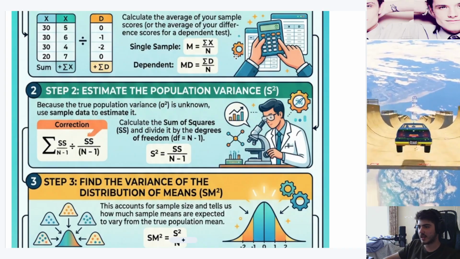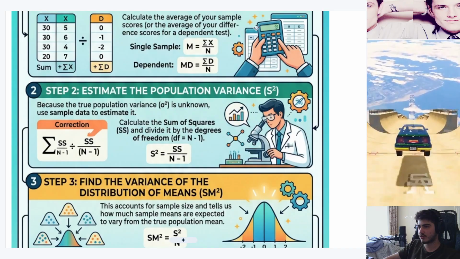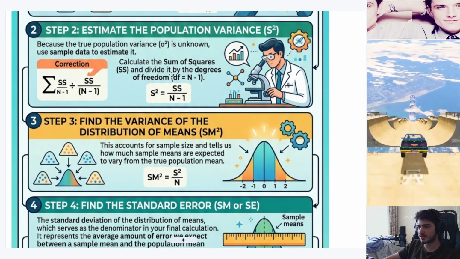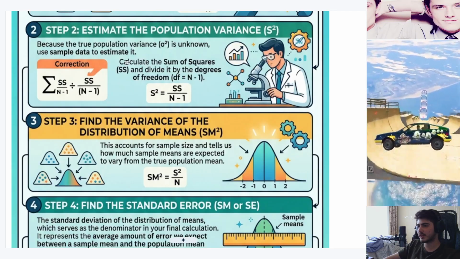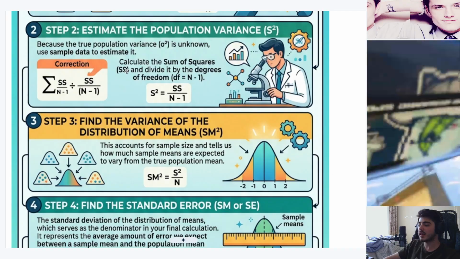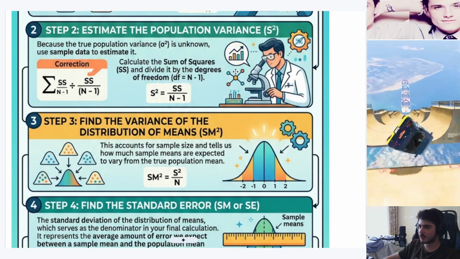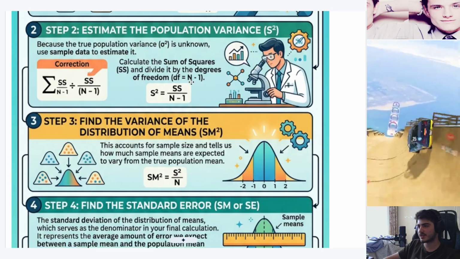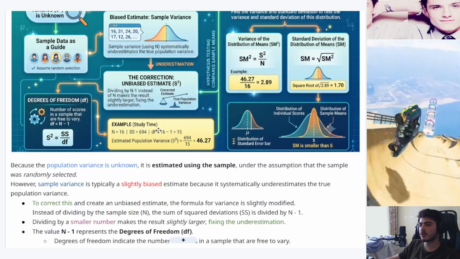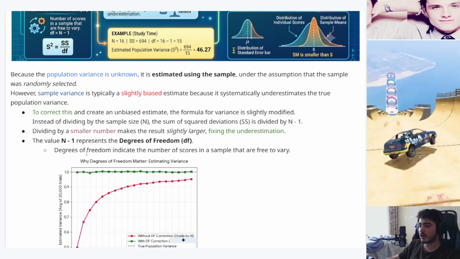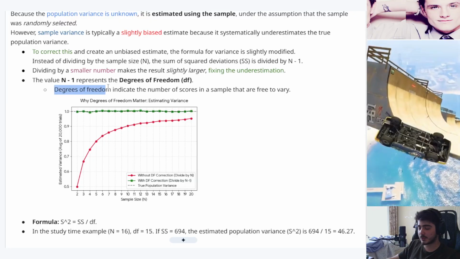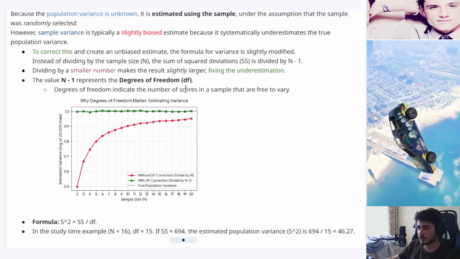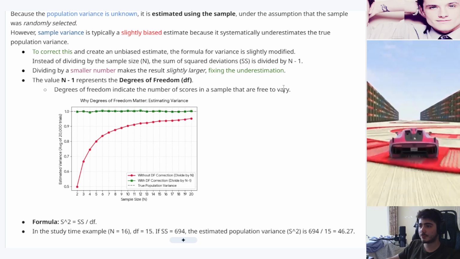x minus m squared. I don't know why it doesn't say the open version of this, but we calculate the sum of squares and divide it by the degrees of freedom, which is n minus 1. So why is our degree of freedom different? Degrees of freedom indicate the number of scores in a sample that are free to vary.